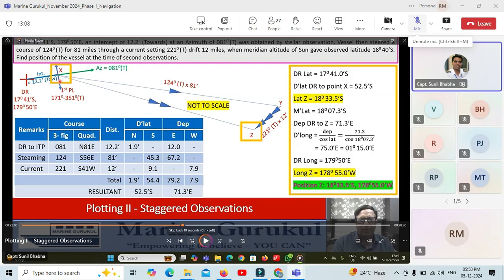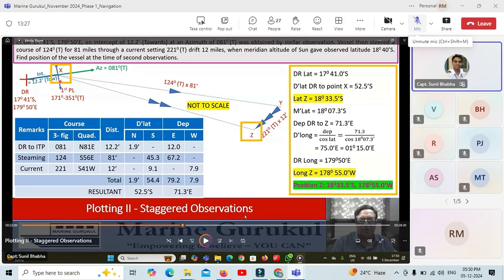Sir, in this question, the distance from DR to ITP, is that possible, sir? We can omit that DR to ITP and run only the steaming and current to get one position. From there, we can draw DR to ITP with the graph and find out the position.